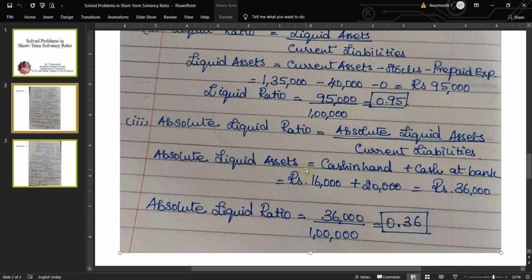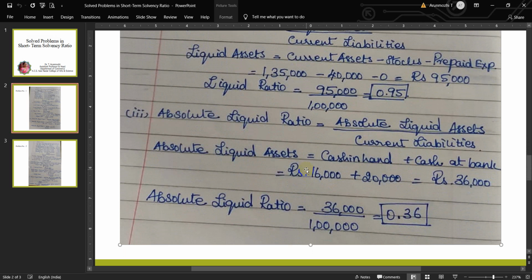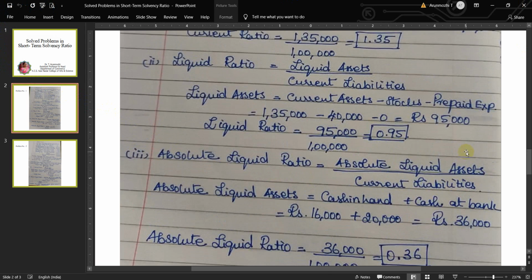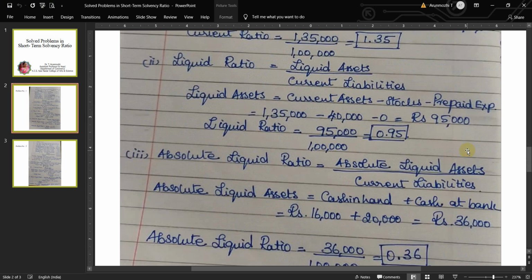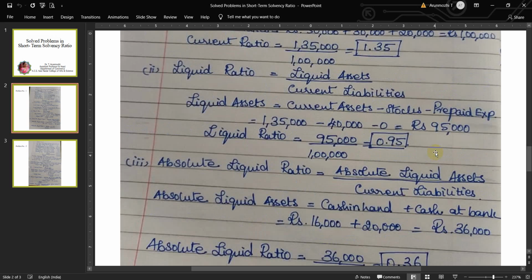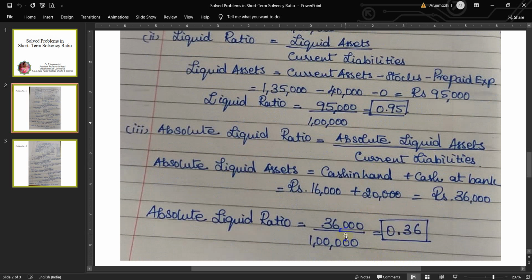Next, last, absolute liquid ratio. Formula goes as absolute liquid assets divided by current liabilities. Or otherwise, I have told you the formula as cash and bank balances plus marketable securities divided by current liabilities. The same it is. Cash in hand and cash at bank already we have seen. Cash in hand is 16,000 and bank balance is 20,000. So we take it 36,000 divided by current liabilities which is 1 lakh. Your answer is 0.36.